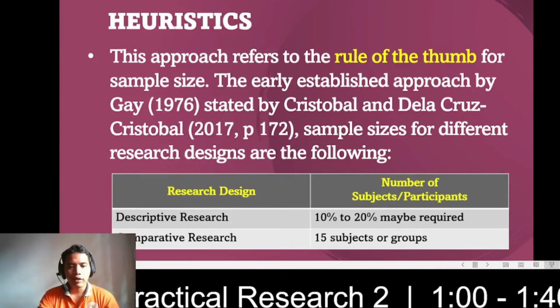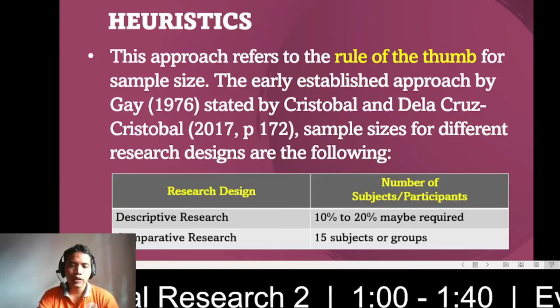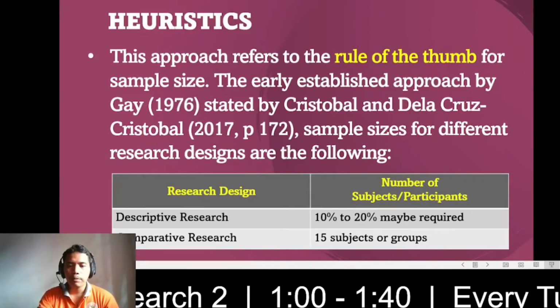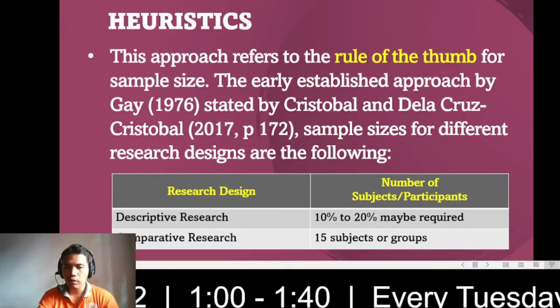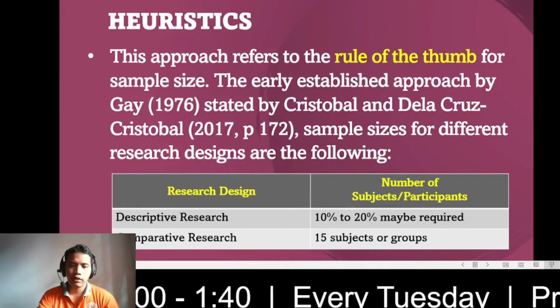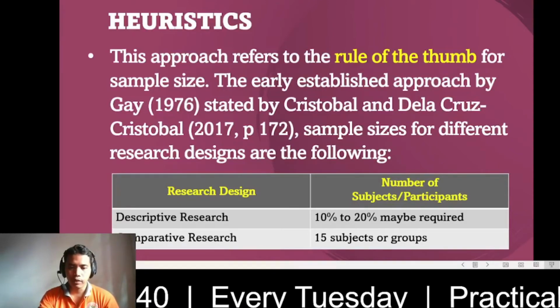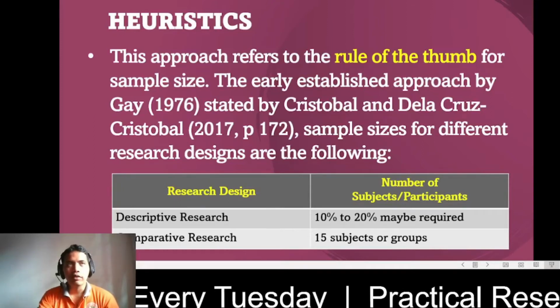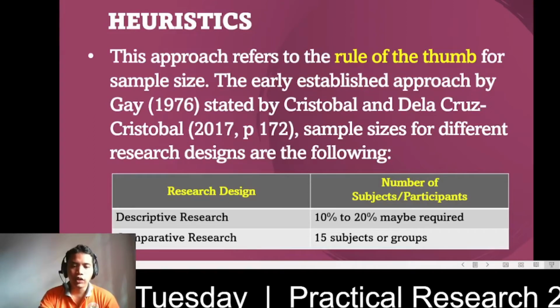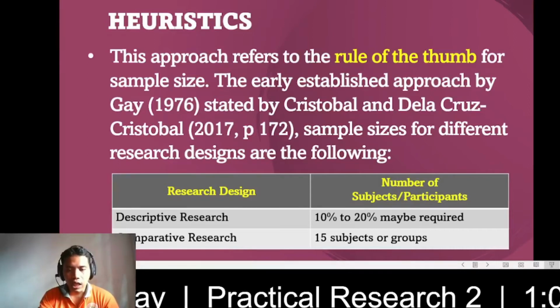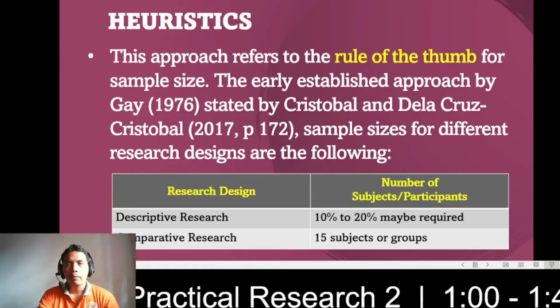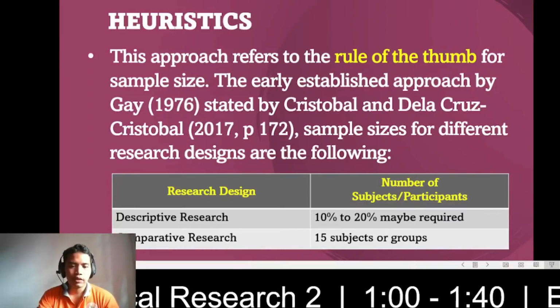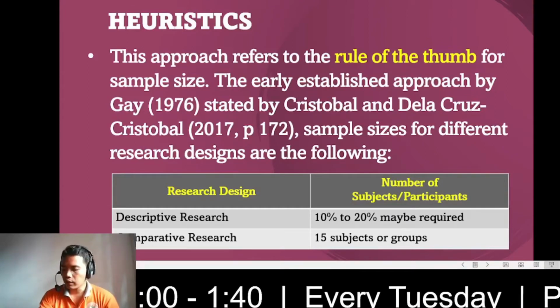Pag sinabing rule of thumb, it is a rule or principle that you follow which is not based on exact calculations but rather on experience. Yan po yung tinatawag na rule of thumb. Okay? It's a method of judging a situation or condition that is not exact but is based on experience. If you have any questions, do not hesitate to comment.